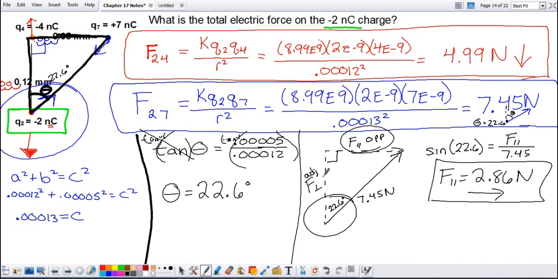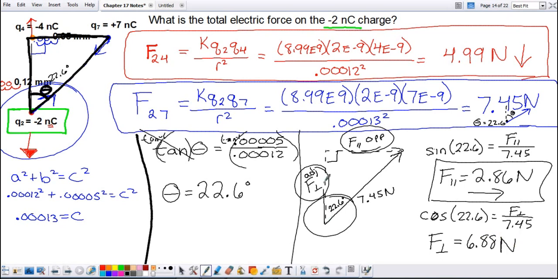Similarly, we can find the perpendicular. Well, that's the adjacent, and I still know the hypotenuse, so I can use cosine. So the cosine of 22.6 is equal to the adjacent, which is the perpendicular component, over the hypotenuse, 7.45 newtons. Solve this, and we will find the perpendicular component is 6.88 newtons, and this is going up.